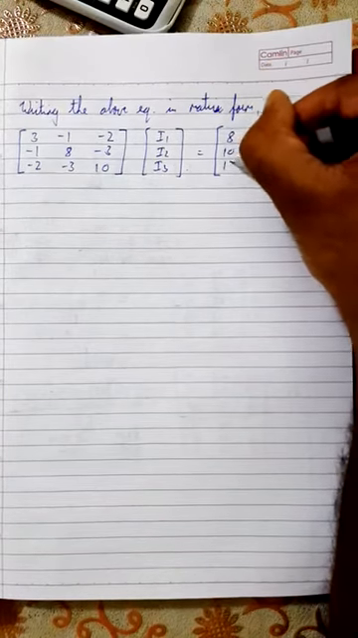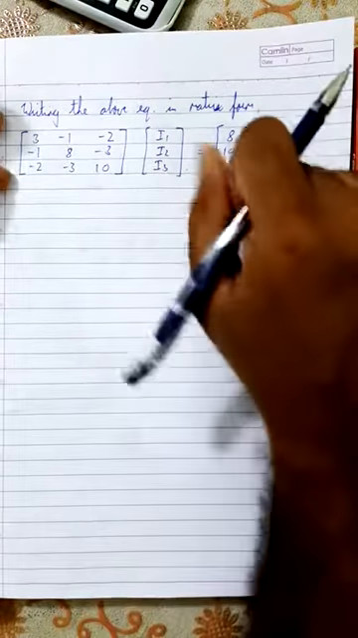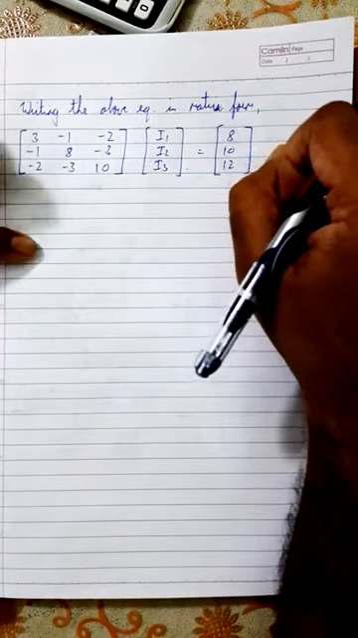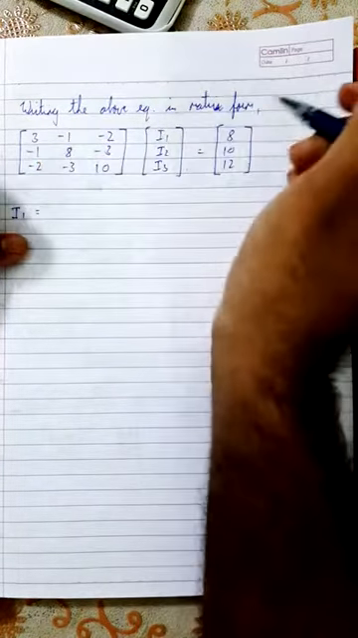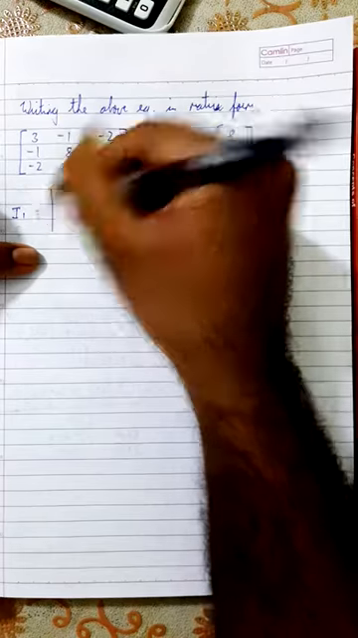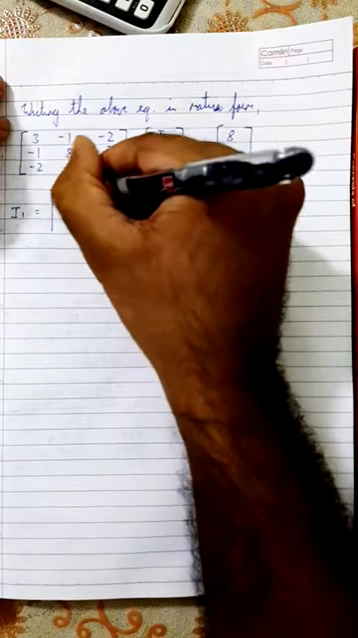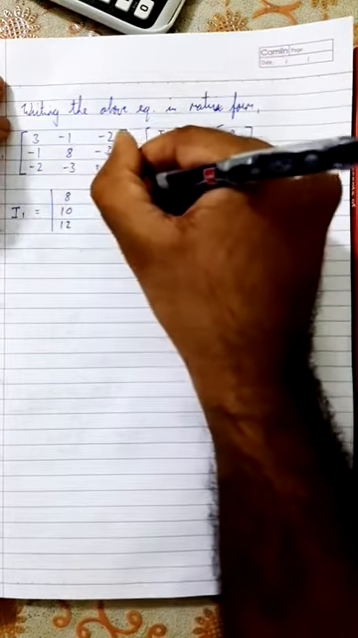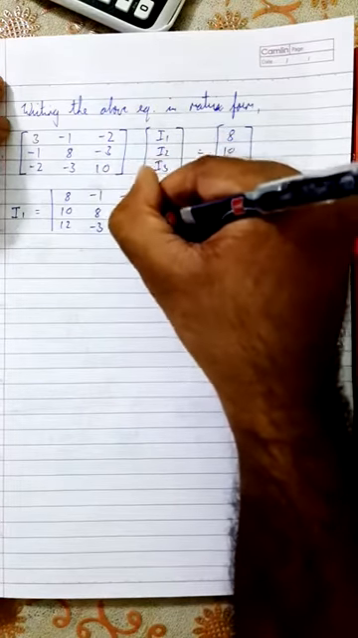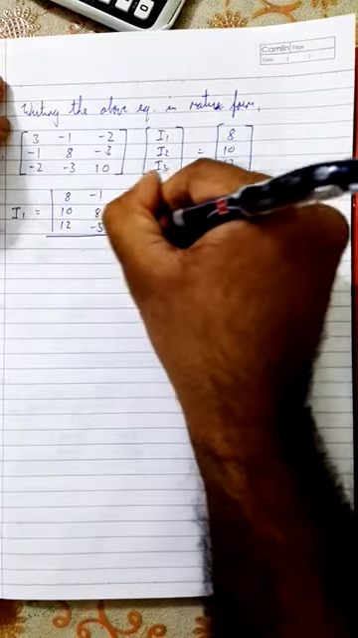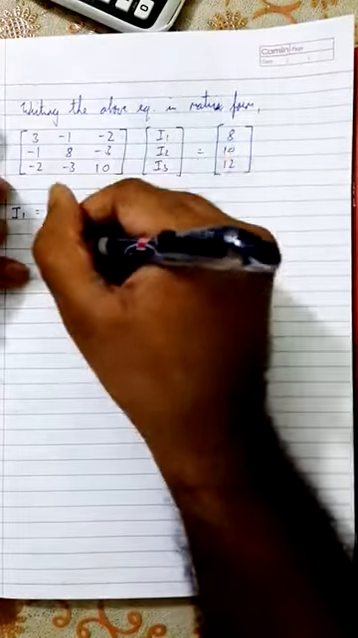8, 10, 12. Right? So now I found my matrix form. So now I'm going to find the value of I1, I2 and I3. Okay? So the value of I1 is the determinant of, and here the first column will be replaced with my voltage source column. So 8, 10, 12, the remaining will be the same, minus 1, 8, minus 3, minus 2, minus 3, 10, divided by the denominator, which will be the determinant of the coefficient matrix itself.